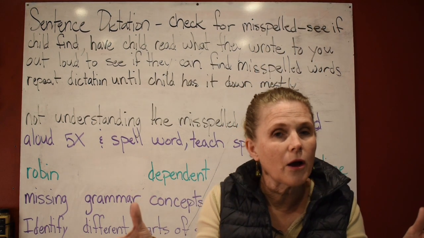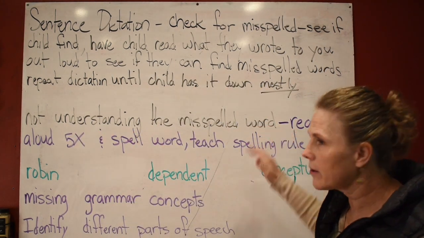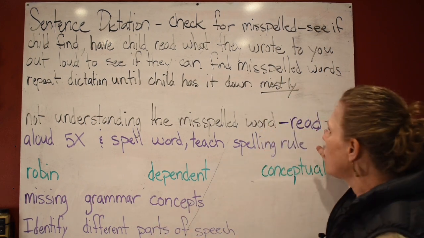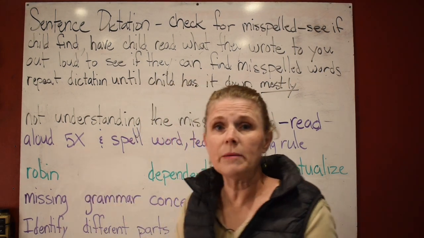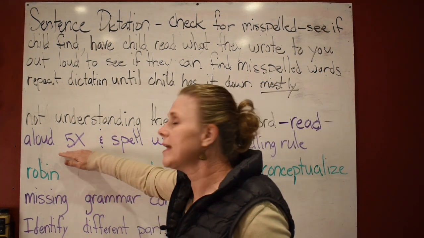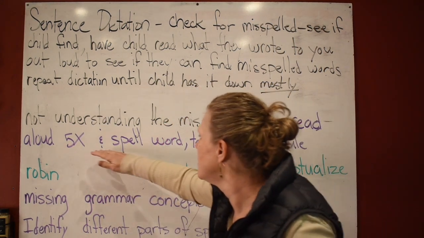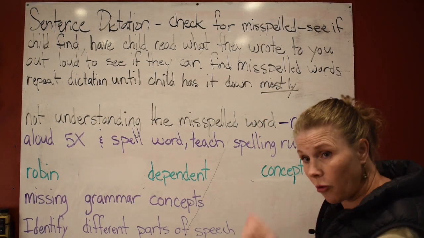Let's say the child is not understanding the misspelt word. I don't understand what that means. So you want to read the word aloud 5 times. Maybe they can't even read the word. They're not decoding the word correctly. So read it out loud 5 times and then use it as a spelling word. Teach the spelling rules for that word.